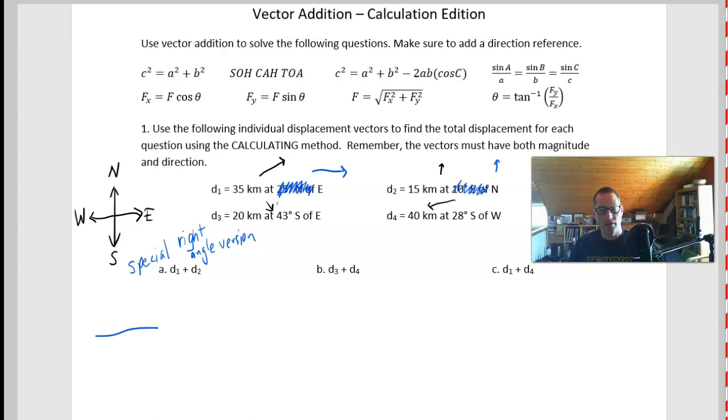Wow, should I bring the ruler out, or should I just be more careful? Let me try to be more careful first before I bring the ruler out. All right, so it's something like that, 35 and then 15. And I tried to draw it kind of to scale just so that you can see what it will end up being.